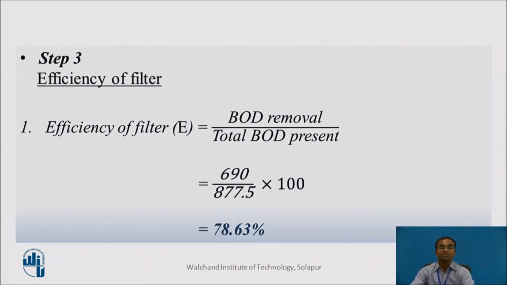What is the efficiency of the filter? The efficiency of the filter, E, is given as the BOD removed by the filter divided by the total BOD coming into the filter, that is the total BOD present in the influent. So we can write it as 690, which we calculated earlier, divided by the total BOD, 877.5, which we also calculated earlier, multiplied by 100. We get 78.63%.